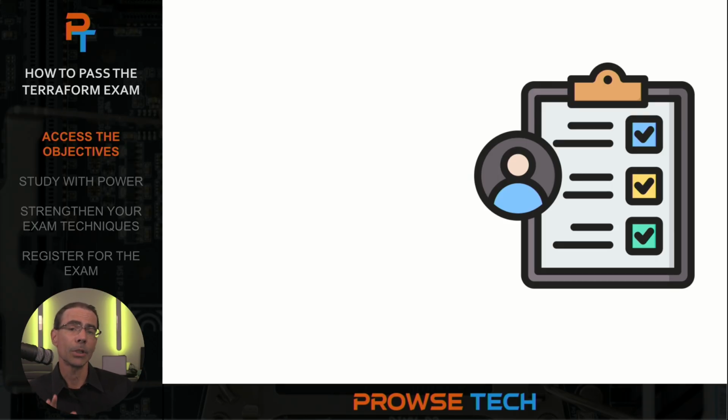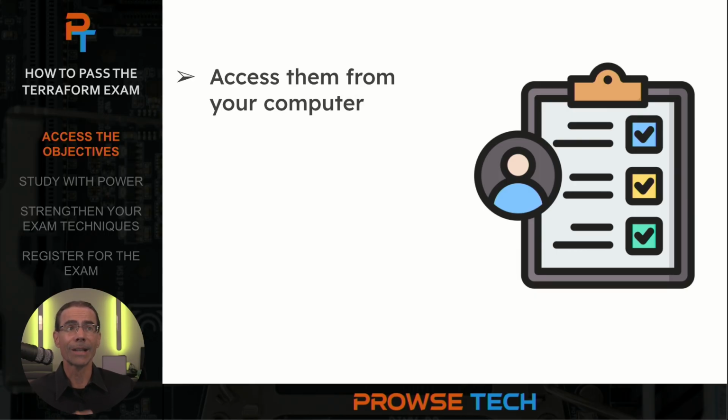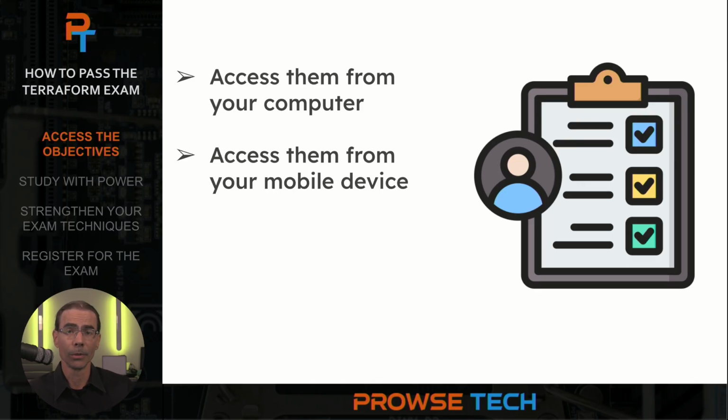The first thing you should do is download the official objectives for the exam. I've copied the objectives list for you in the description and also linked to the official list on HashiCorp's website. One way or another, grab those objectives. Then once you have them, access them from your computer and access them from your mobile device. Set them up in a document where you can read through them on whatever device works best for you. But also, I recommend that you print them out.